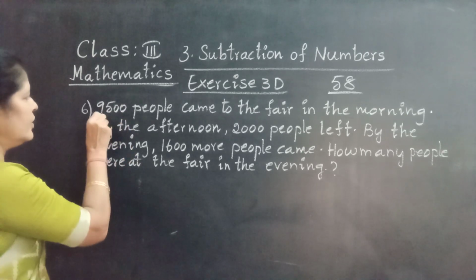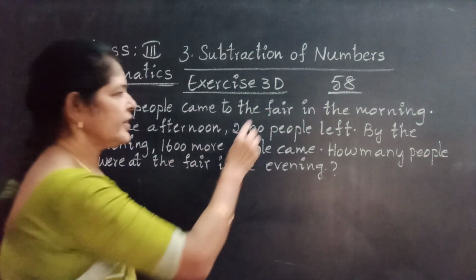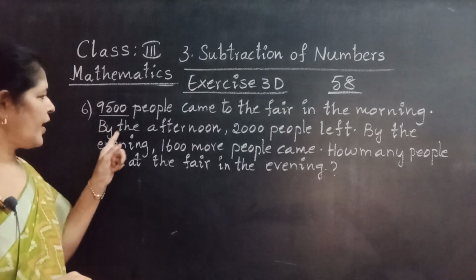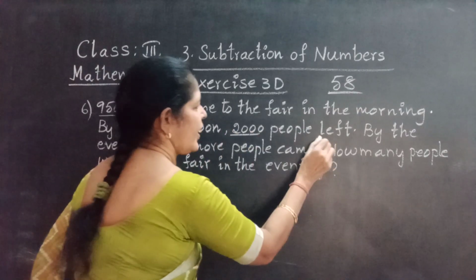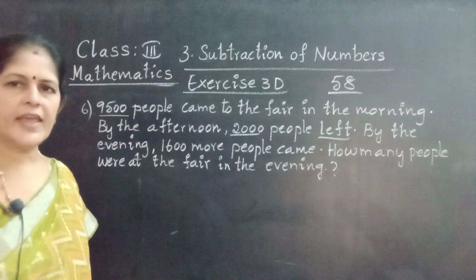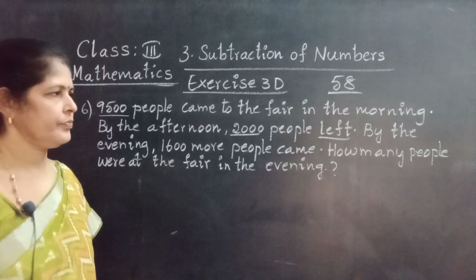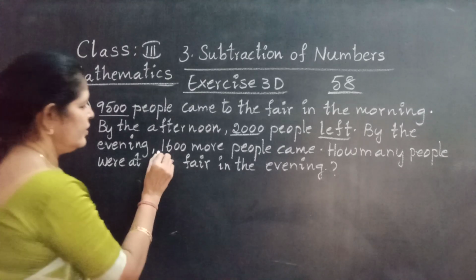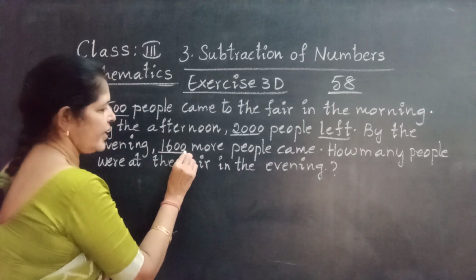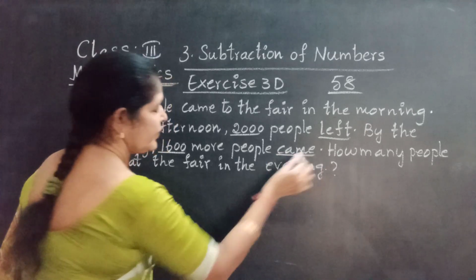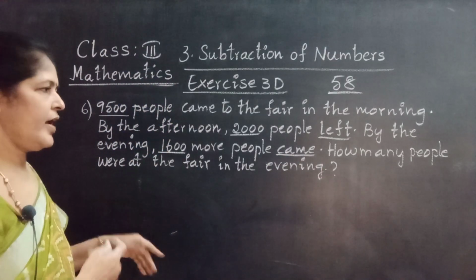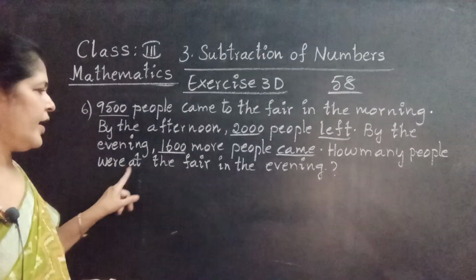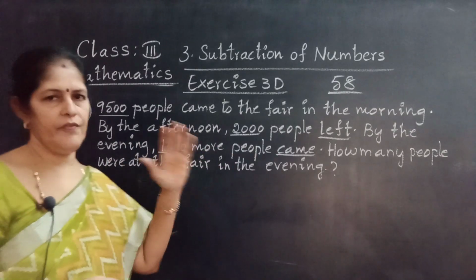9,500 people came to the fair in the morning. By the afternoon, 2,000 people were left. Left is a subtraction word. By the evening, 1,600 people came. Again, some people joined the fair. How many people were at the fair in the evening?